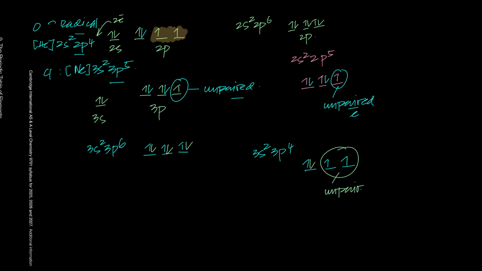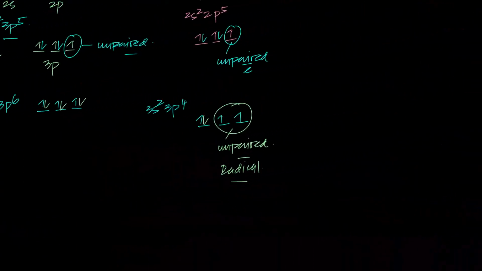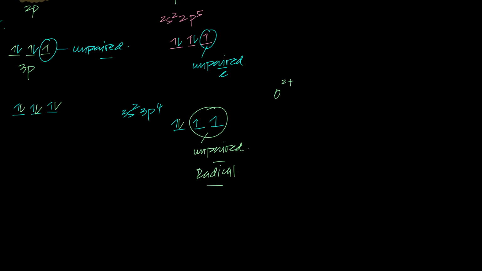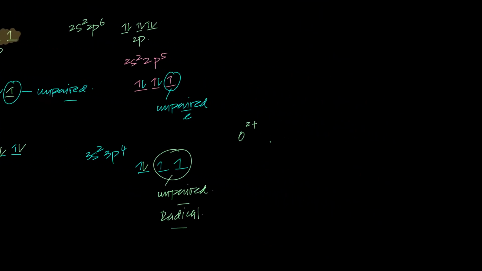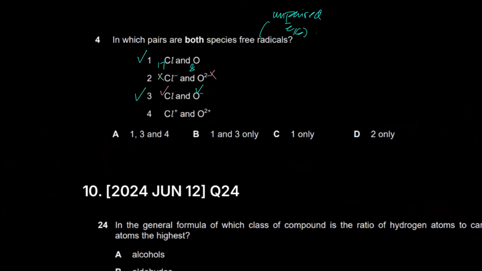Therefore, Cl+ is also a radical, a highly reactive species. Done. And O2+, sir. O2+ means what? That you are now not 2s2, 2p4. You have lost 2 electrons, so you are 2s2, 2p2. And 2p2 means what? It means 1 and 1. Unpaired electrons. So this is also a radical. Done. So this is how you had to look into this. So 1, 3, 4, A is the correct option.